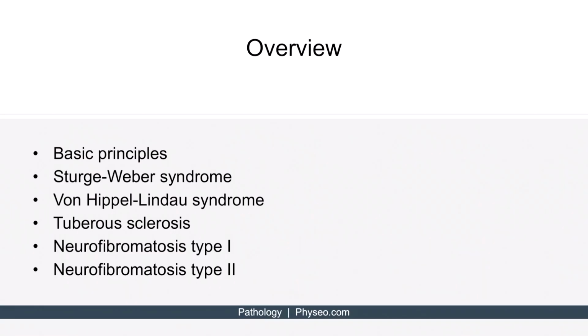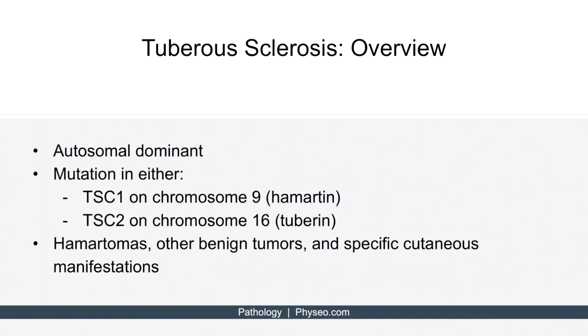All right, the next disorder we'll discuss is tuberous sclerosis. This is an autosomal dominant syndrome secondary to mutation in either TSC1 or TSC2. TSC1 is located on chromosome 9 and encodes for the protein hamartin. TSC2 is located on chromosome 16 and encodes for the protein tuberin. Mutation in either of these genes results in characteristic formation of hamartomas, as well as other benign tumors and specific cutaneous manifestations. A hamartoma is a benign tumor consisting of tissues and cells normally found in the area of the body in which it grows.